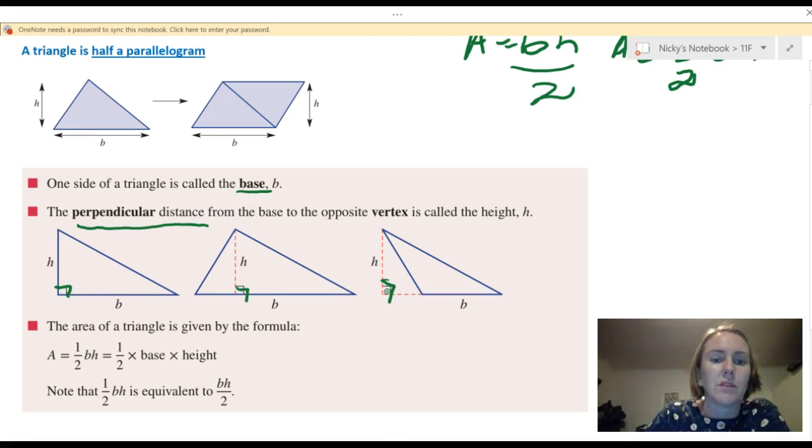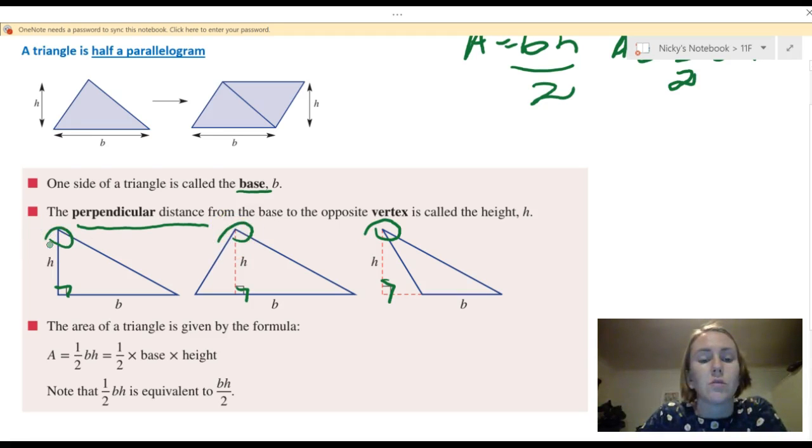There's some different examples there. From the base to the opposite vertex, so vertex is the corner, is called the height. So whatever vertex is opposite the base, the height from the base to that vertex, so long as it is at 90 degrees, is the one that you're really looking for. A lot of the time it will be labelled on the diagram, but you've just got to make sure that you're selecting the correct measurement and you're not choosing two sides, for example, instead of a base and a height. I hope that makes sense.